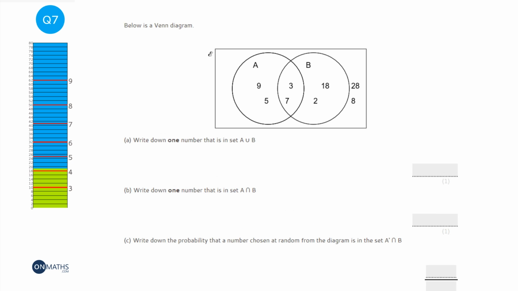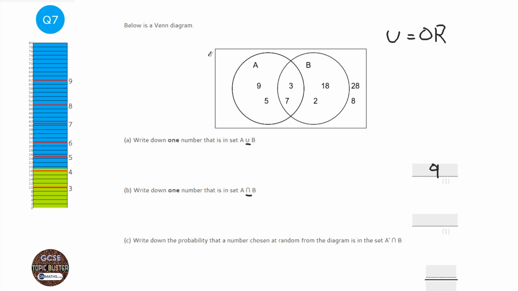Okay, for Venn diagrams it's really important to understand the notation. This symbol here means union, it just means or. It means it can be in A, or it can be in B, or it can be in both. So it's any number inside either circle. So I could have 9, 5, 3, 7, 18, or 2. Let's go for 9, but the other 5 would be correct.